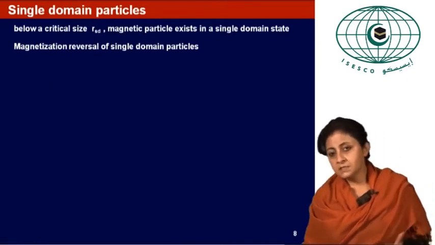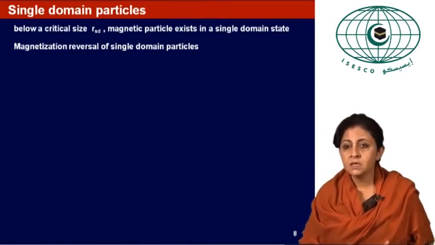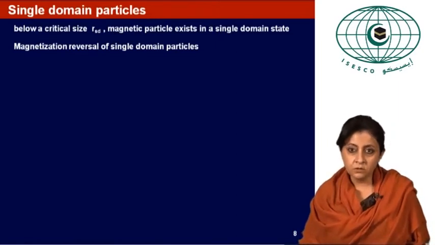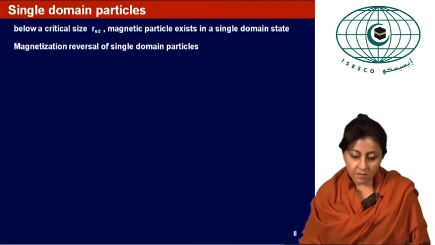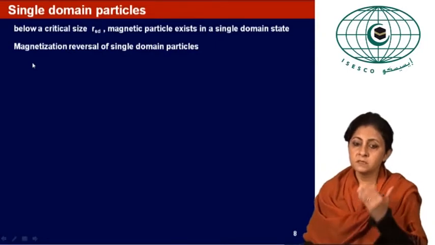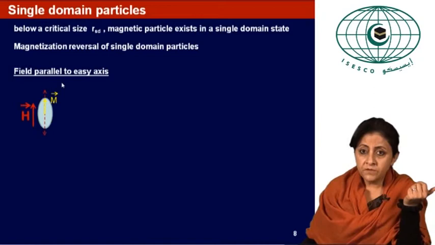Because they exist in a single domain state, magnetization or demagnetization cannot occur by domain wall motion, because there are simply no domain walls. The particle is just too small to support a domain wall. So in this case, how are single domain particles magnetized? There are two different cases.